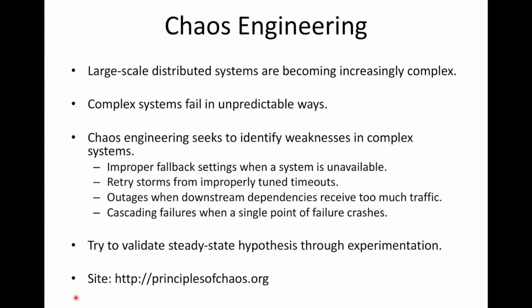And this whole idea of chaos engineering, this practice, its goal is to identify the weaknesses that are found in these very complex systems. And there are all kinds of different weaknesses that can surface. You might have a system that has improper fallback settings if one of the services becomes unavailable. You could have these retry storms: if a core service disappears and a bunch of other services are depending on it, those services could begin trying to retry their connections to that service. And if they're all trying to retry at the same time, that could generate almost like a denial of service attack. You might have outages that occur when there are downstream dependencies that are overloaded.